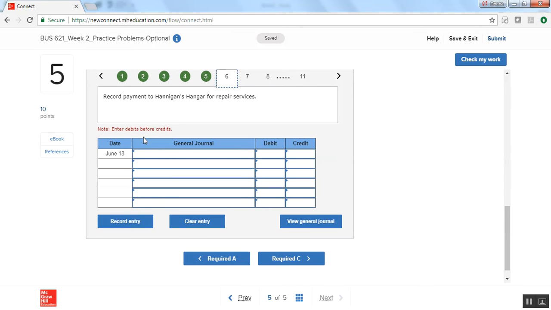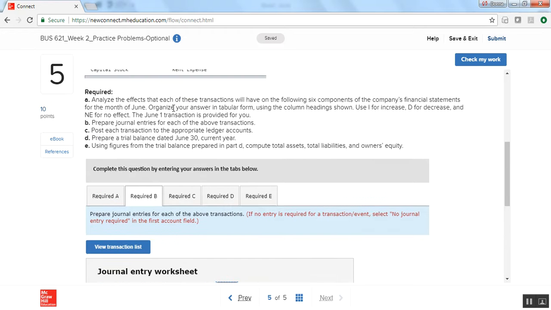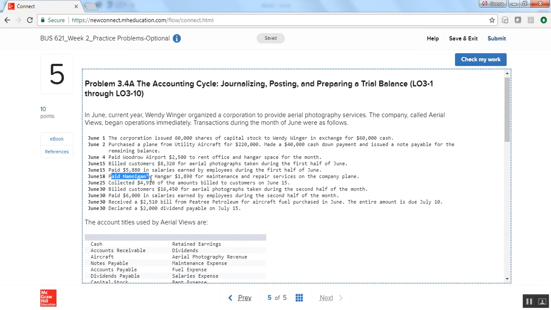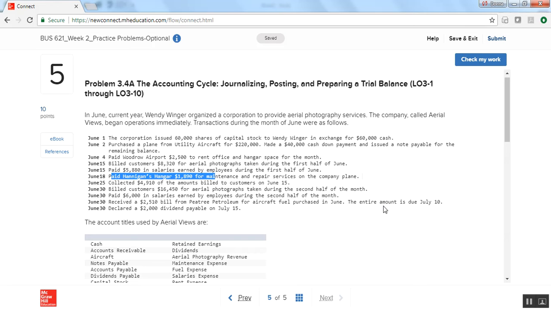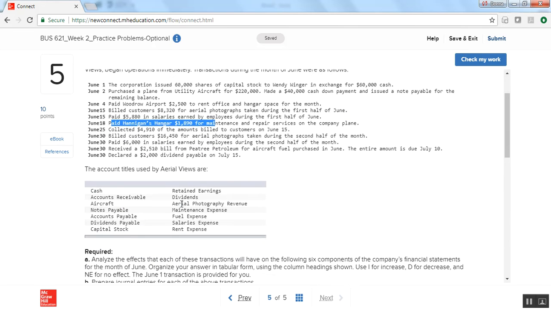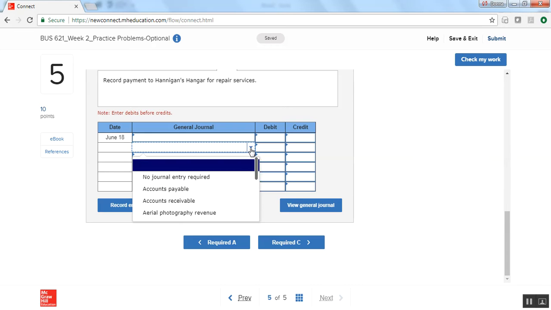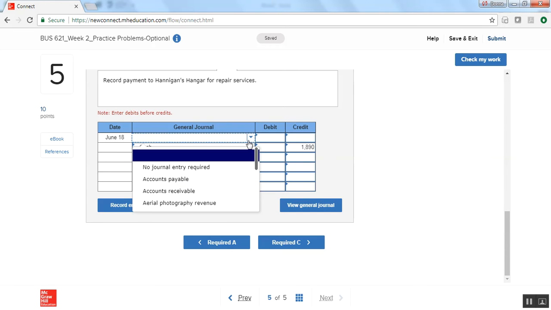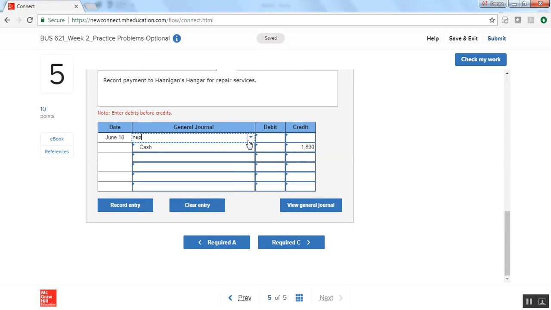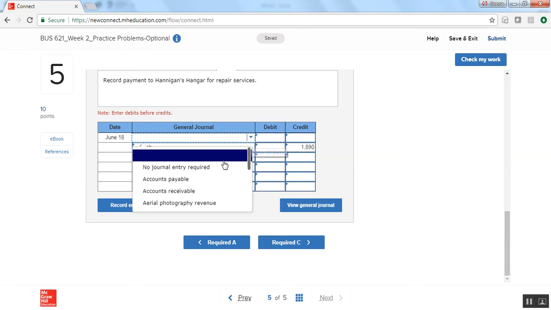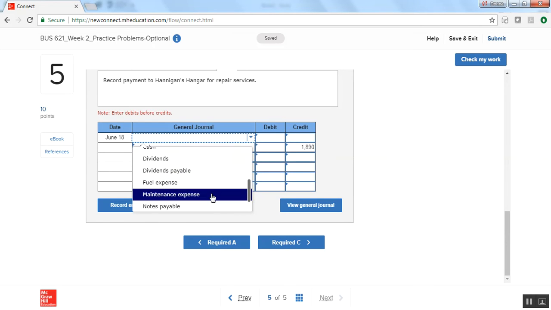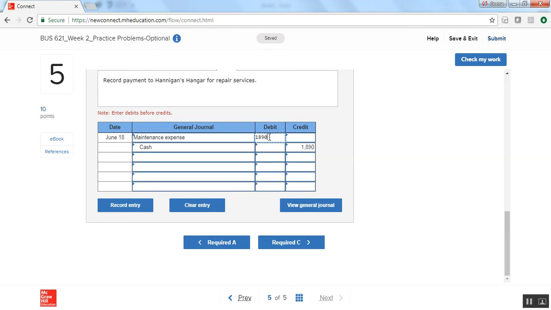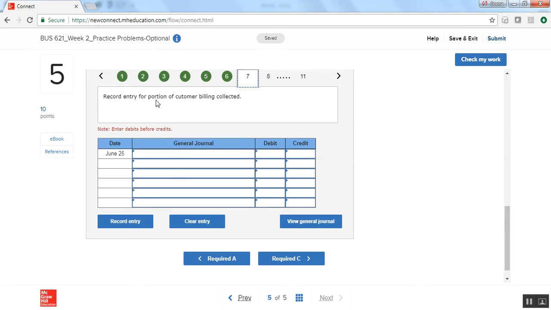Okay. Next entry, record the payment for repair services. So they paid Hannigan Hanger $1,890 for maintenance and repair services. All right, so we paid cash for that. It's going to be similar to the entry that we just did. Cash goes down, $1,890, and our repair services goes up. Okay, let's see if we can find that in the list. Maintenance expense. All right, and you'll see that while I'm doing this, I'm putting the debits first.